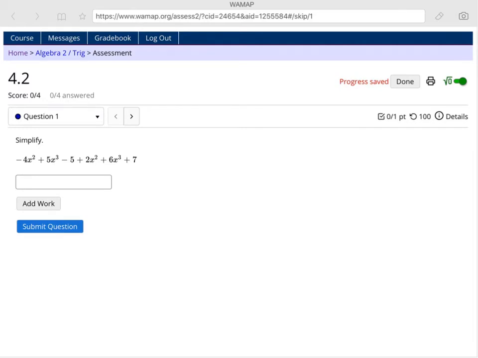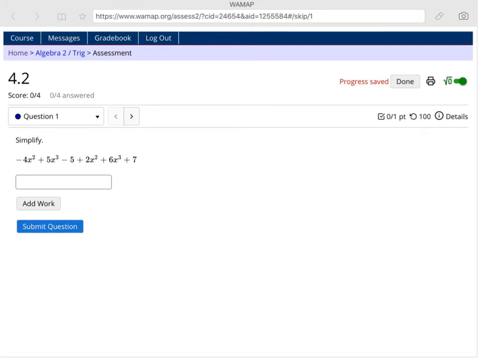So I'm going to do 5x cubed plus 6x cubed. And the 5 plus the 6 gives me 11. And remember, they both had to be x cubed, because my answer will also be in terms of x cubed. Since it's a positive 11, I'm going to write plus 11x cubed here in my answer. And then we look at our next type of term, and we just keep doing this until we get all the way to the end.